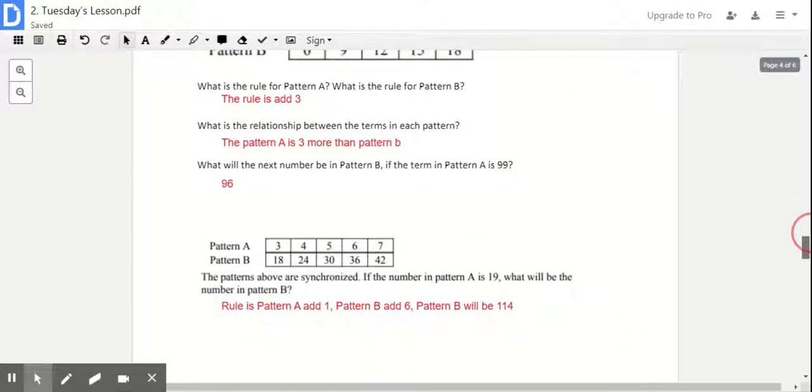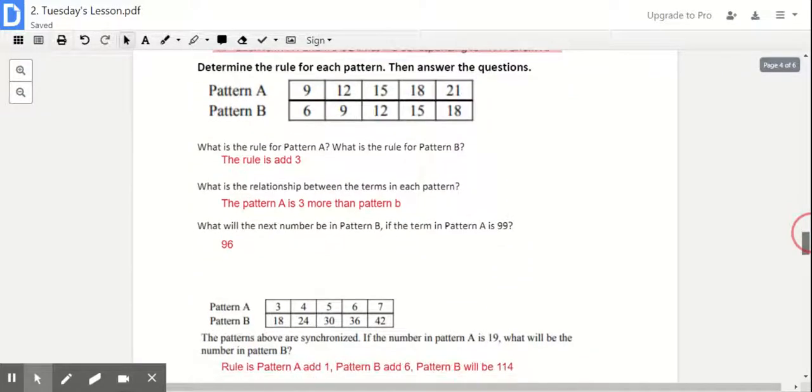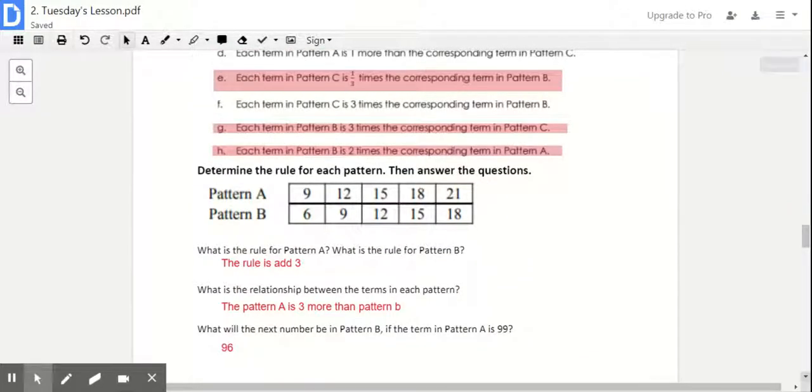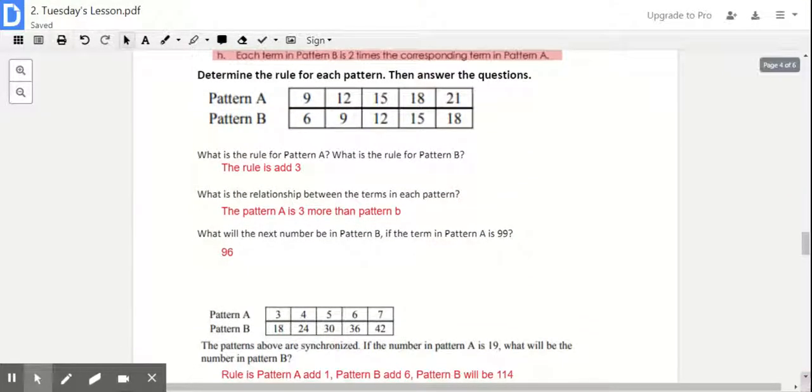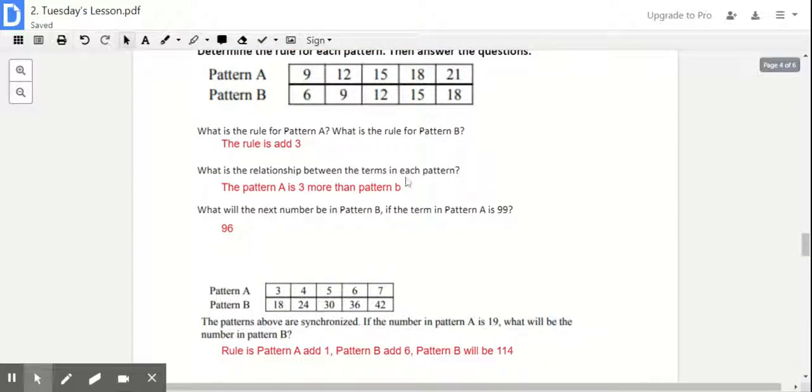Okay, let's get to this one. So we had to determine the rule for each pattern, then answer the questions. So, what is the rule for pattern A? What is the rule for pattern B? Yes, exactly. Each of the rules are adding 3. So 9 plus 3, 12. 12 plus 3, 15. So on and so forth. 6 plus 3, 9. 9 plus 3, 12. On and on and on.